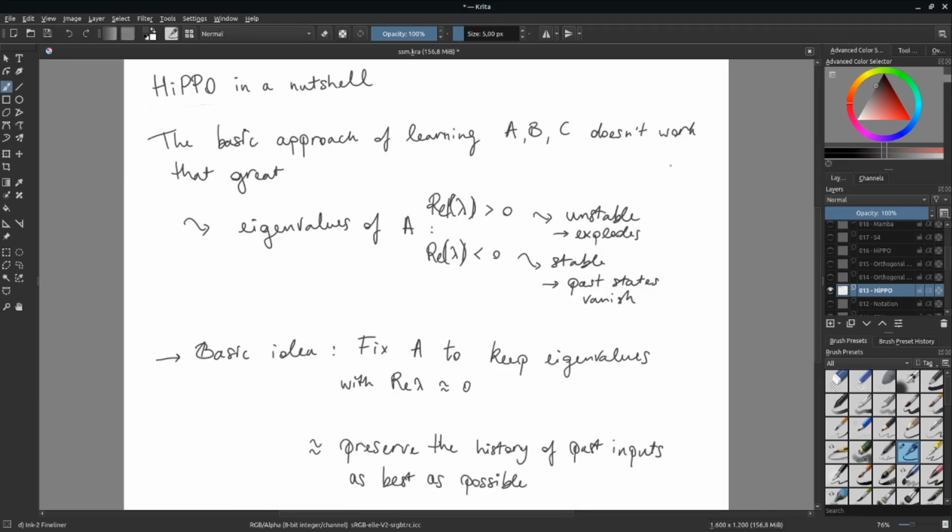So the basic idea is to try to keep eigenvalues with real parts close to zero, so that you don't explode to infinity and you don't lose too much information, or at least you don't lose information too fast. Another way to present that is to say we want to preserve the history of past inputs as best as possible. Obviously, we cannot keep the full history, but maybe we can try to keep it around for a long time.